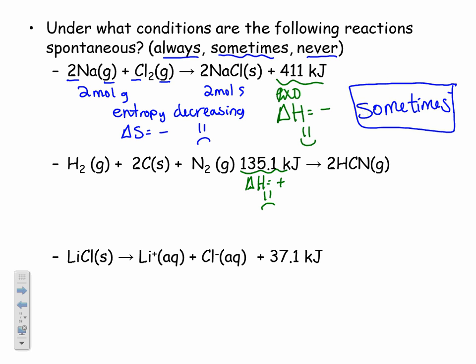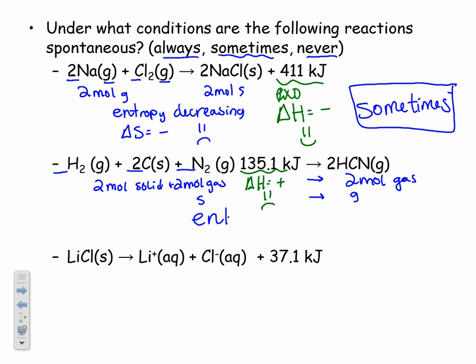Again, to determine entropy, we're going to look at our state symbols. We have 1 mole of gas, 2 moles of solid, and 1 mole of gas. So here we have 2 moles of solid, 2 moles of gas. And then in the products, we have 2 moles of gas. Now the number of moles of gas is not increasing, however, the solid is going away. And when the solid goes away to make a gas, which is really what it boils down to, we have a solid turning into a gas, that means that entropy is increasing.